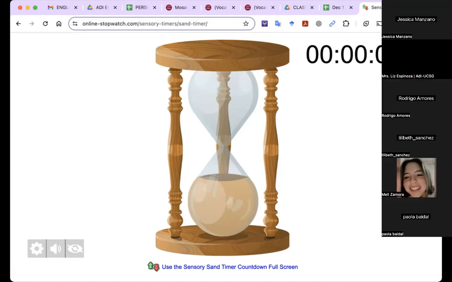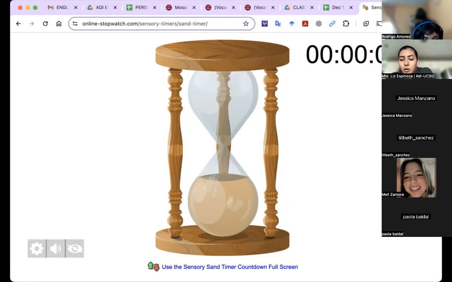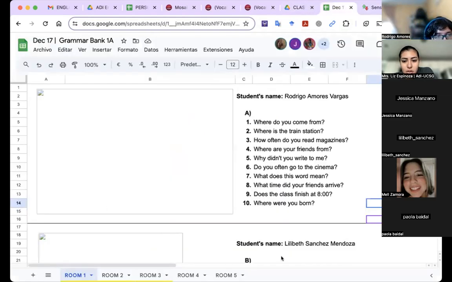Guys, the time's up. Right now, what we're going to do is to be divided in groups in order to work the 4 activities and to finish the Google Drive one, okay? So let me see, who are the partners today? I have Rodrigo and Lilibet. So I'm gonna open the breakout rooms.